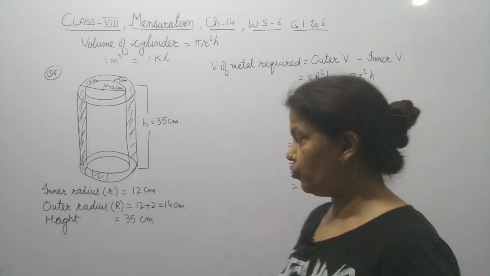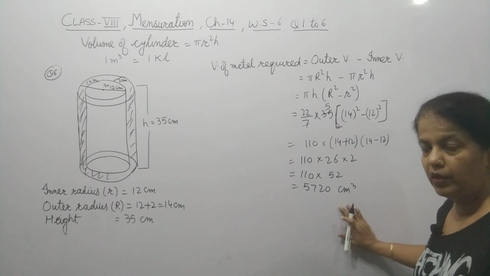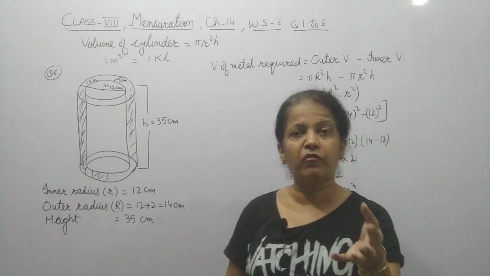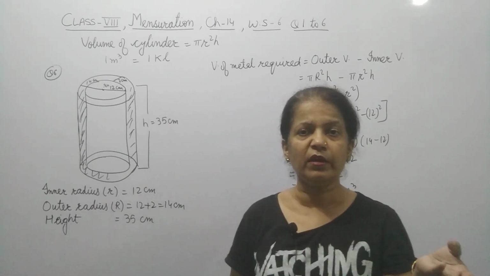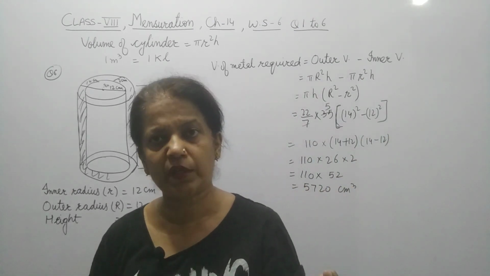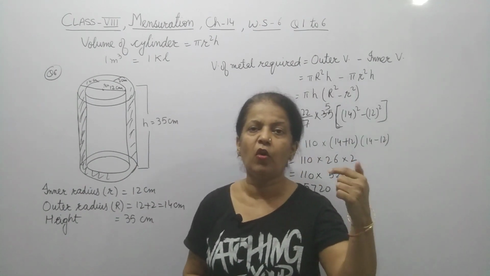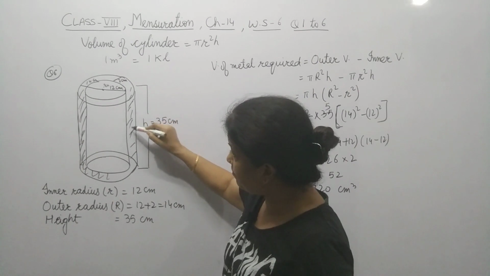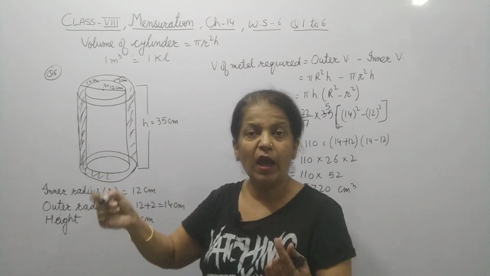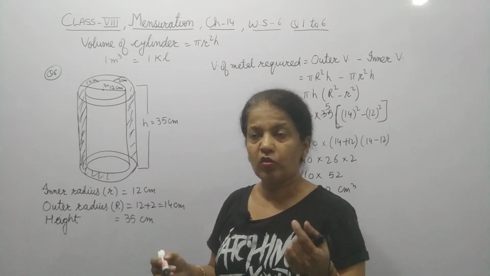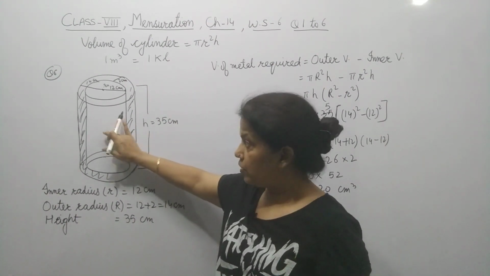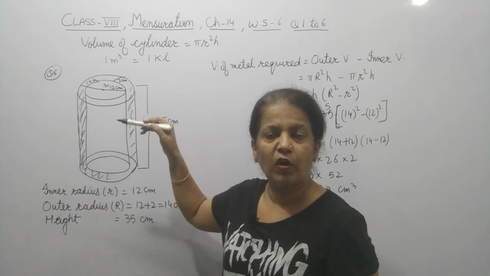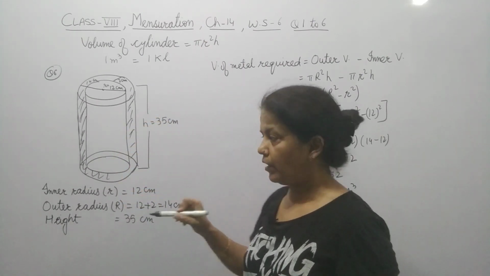5720 centimeter cube. So remember, whenever the concept of outer radius and inner radius is there in the question, then always it will be hollow from inside. Now in this question you have to find out the metal used here. What metal has been used? Metal is not used inside. So metal has been used over this part. So outer volume minus inner volume.